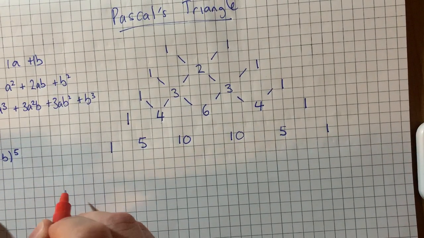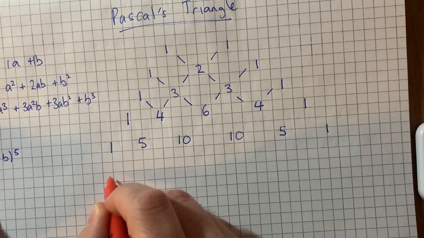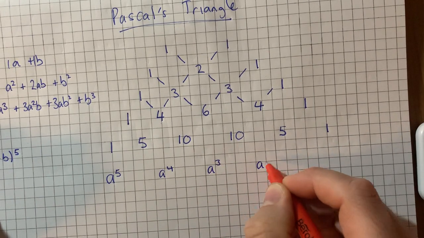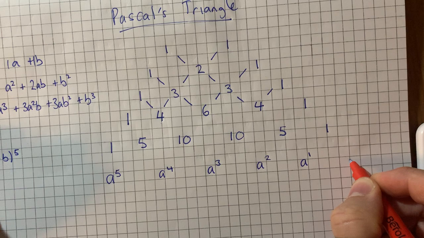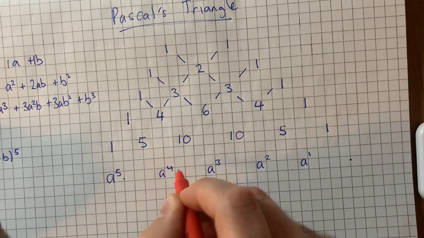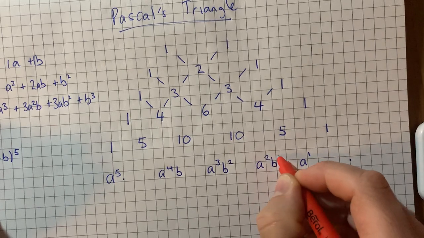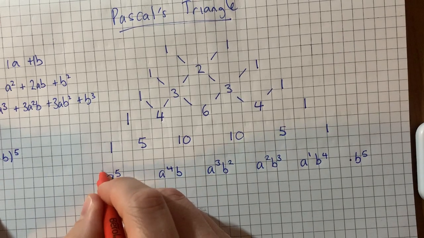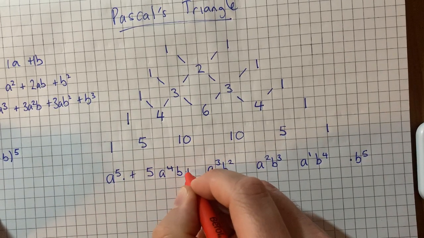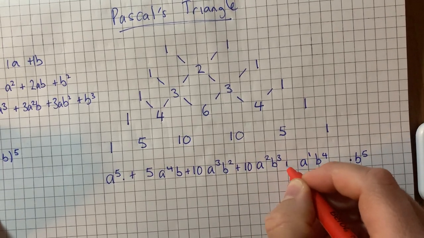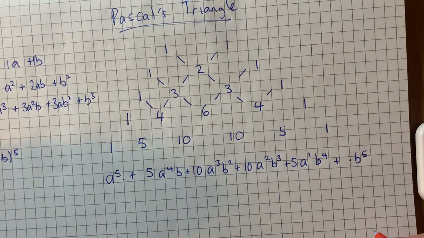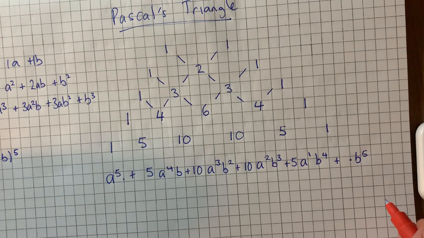So in terms of the terms, let's start off with a. So it would be a to the 5, a to the 4, a to the 3, a to the 2, a to the 1, a to the 0, and b to the 0, b, b squared, b cubed, b to the 4, b to the 5. Put in the coefficients, 1, don't bother writing, 5, 10, 10, 5, 1. Again, just don't bother writing. So this is how we can expand brackets to quite large powers where they've got two terms.